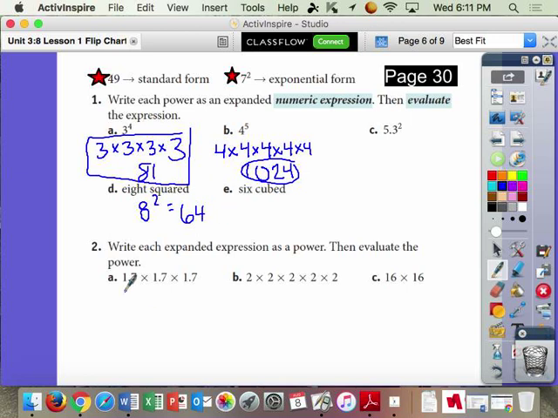Awesome. All right. So this is 1 7/10 times 1 7/10 times 1 7/10. So that number is going to be my base. That's going to be the big number. And then how many are there? There are 3. So it's going to be to the 3rd power or cubed. So I'm going to do 1 7/10 times 1 7/10 times 1 7/10. And I'm going to get 4 913 thousandths. All right?